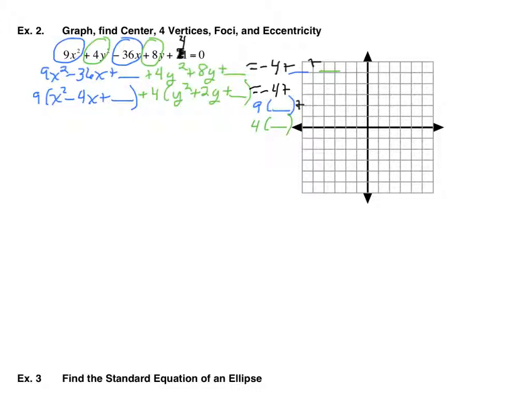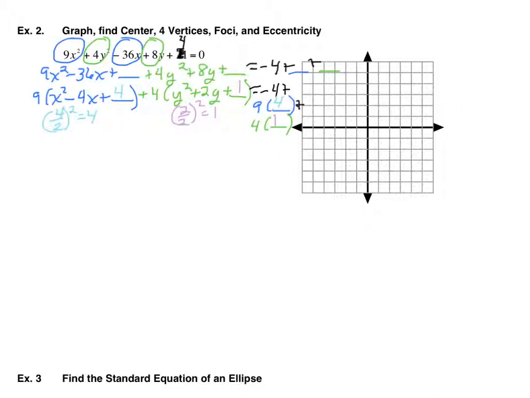So for the first parentheses, I'm going to take my 4, and you can do a negative 4 if you want to, it doesn't matter. Divide it by 2 and square it. What do I get? 4. So I'm going to add a 4 here, and I'm going to add a 4 here to that 9 being multiplied. And then with the green, I'm going to take the 2 and divide it by 2 and square it. What do we get? 1. And so I put a 1 here and a 1 there. Then all you're doing is the math.